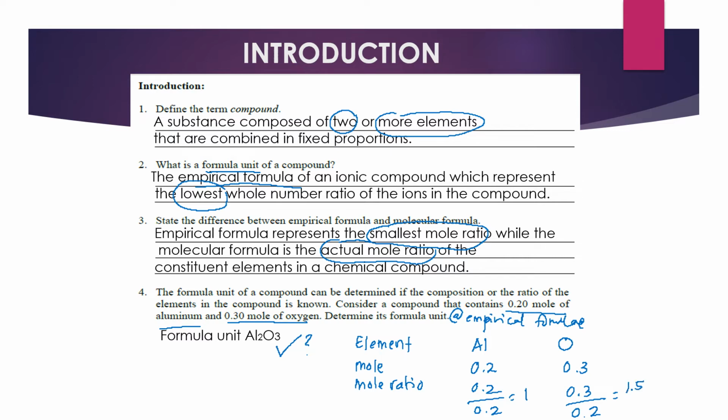Since you get a decimal point here, you cannot round off. You have to multiply by a whole number. The next row is the simplest mole ratio, for aluminium and oxygen. Aluminium you must multiply by 2. Oxygen 1.5 also multiply by 2. Why? Because when 1.5 is multiplied by 2, you get 3. Aluminium multiplied by 2, you get 2. After you get the whole number for each element, that's the answer.